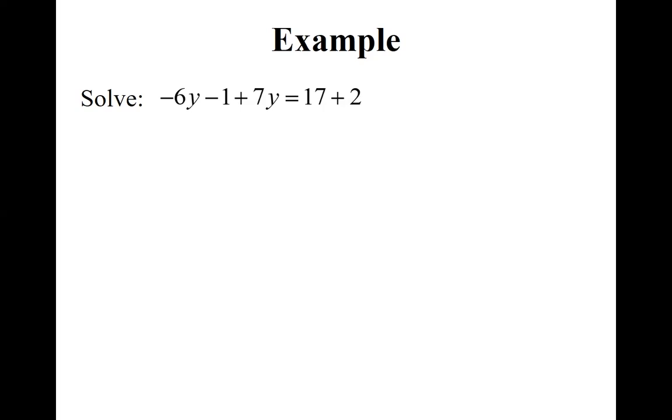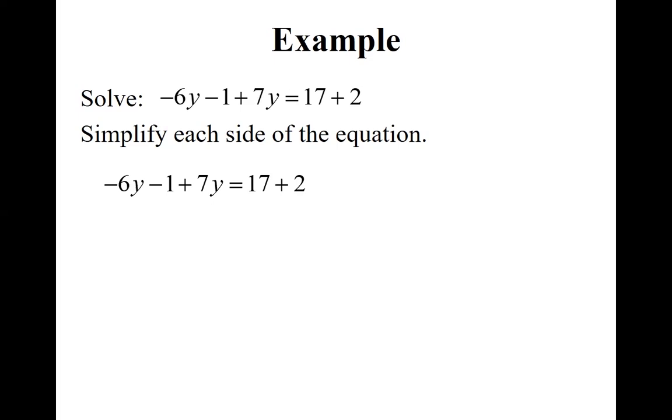Let's kick it up a notch. Negative 6y minus 1 plus 7y equals 17 plus 2. Here we're able to simplify each side of the equation. We can do something on the left and we can do something on the right. On the left, let's just pick up and move that 7y so that it's next to the negative 6y. On the right, let's do 17 plus 2 is 19.